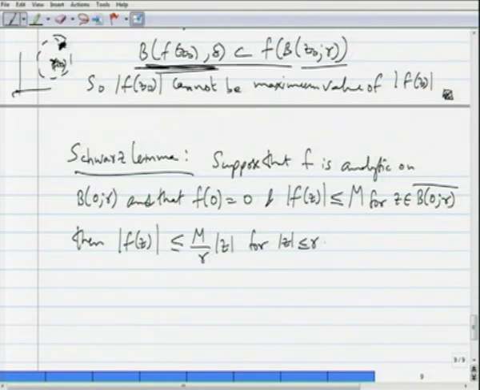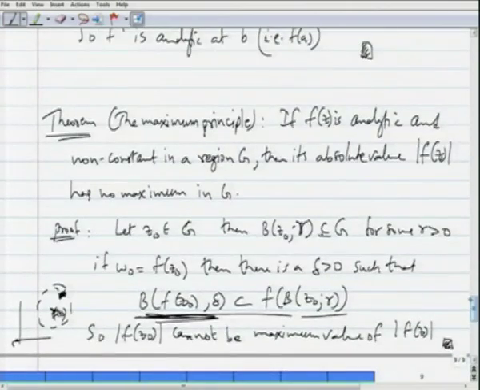So, if the modulus of f of z has a maximum of capital M on the closed disk, the closure of B of 0, r, then the modulus of f of z is at most M by r times modulus z. So, before proving this, let me quickly remark also that this maximum principle tells you that if G is a bounded region, then modulus of f of z has no maximum in the interior of G closure.